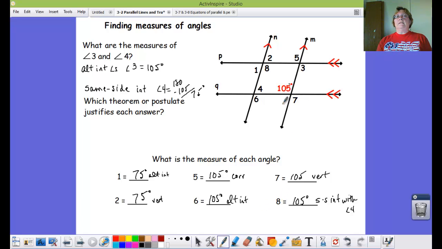And angle 8, now this one you had to work a little bit at. We know that angle 4 was 75 degrees, and so angle 8 is same side interior with that. It must be 105. Good practice there. Good job.